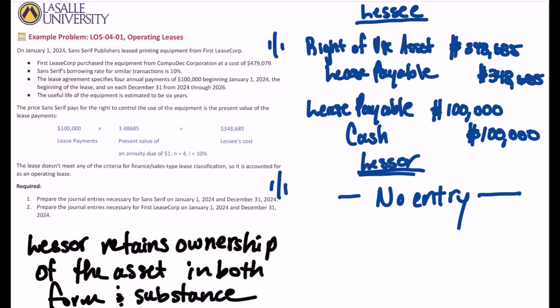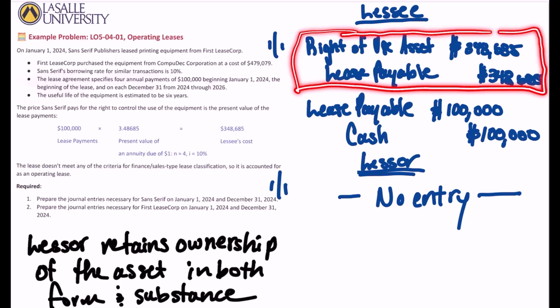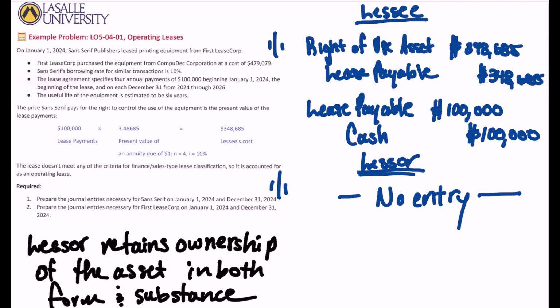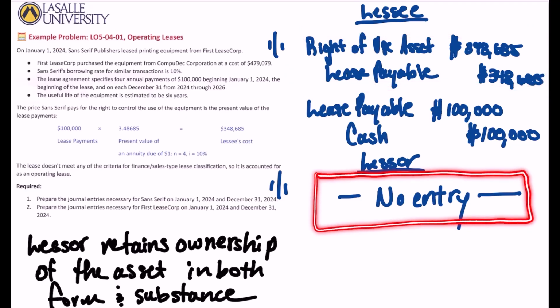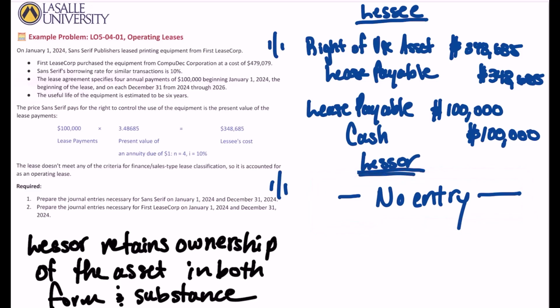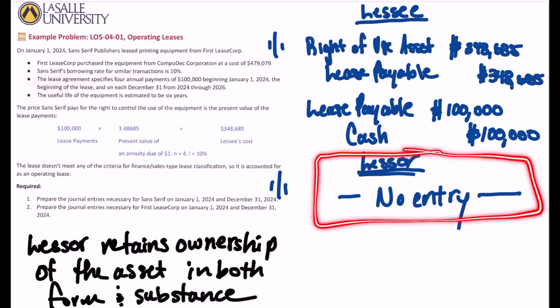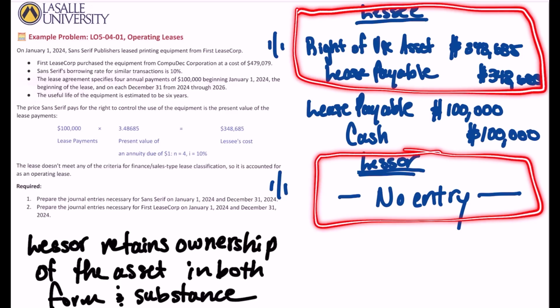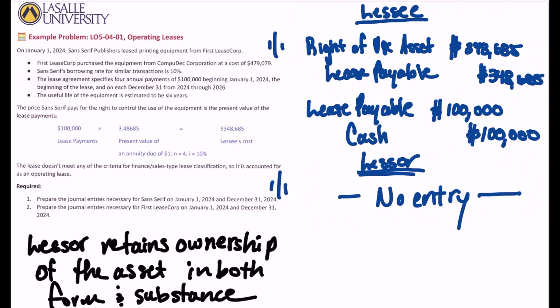sheet. Now, this should sound funny to you because we're saying the lessee is recording the asset that it's leasing on its balance sheet, and the lessor is not removing the same asset from its balance sheet. So what that means is that both the lessee and the lessor have the same asset recorded on each of their balance sheets. So it's a little funny, and this is a result of the new accounting standards for leases that has come out recently.